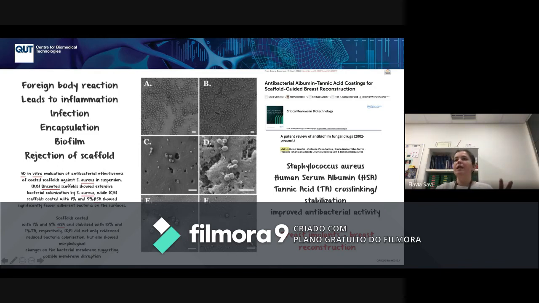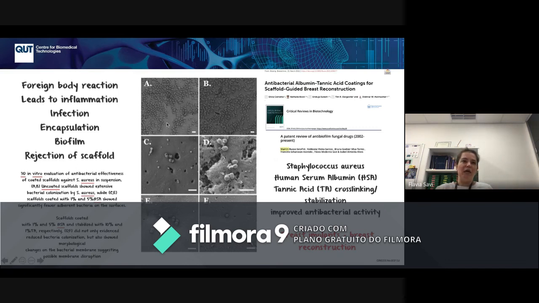So Mairim and I also published a study, a patent review on antibiofilm antifungal drugs, where we talk about the formation of these biofilms. Also in our group, we have a colleague who is working on coating these scaffolds with antibacterial albumin and tannic acid to reduce this rejection and biofilm formation for breast reconstruction.